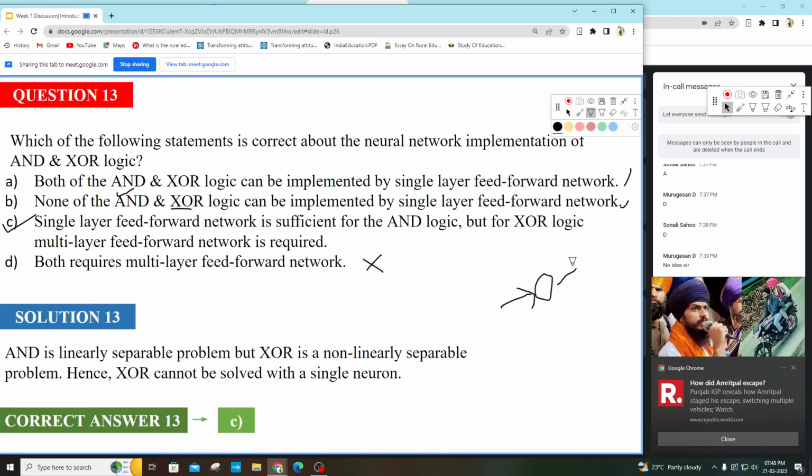Yes, absolutely. Someone, Murugeshan, was asking about NOT, right? For NOT we have two inputs, 1 and 0. Let this be your input x1, and we have to find NOT. NOT is 0 and 1. So when you give 1, you will get 0. When you give 0, you will get 1. So that can be done by your single layer feed forward network. Okay, Murugeshan?